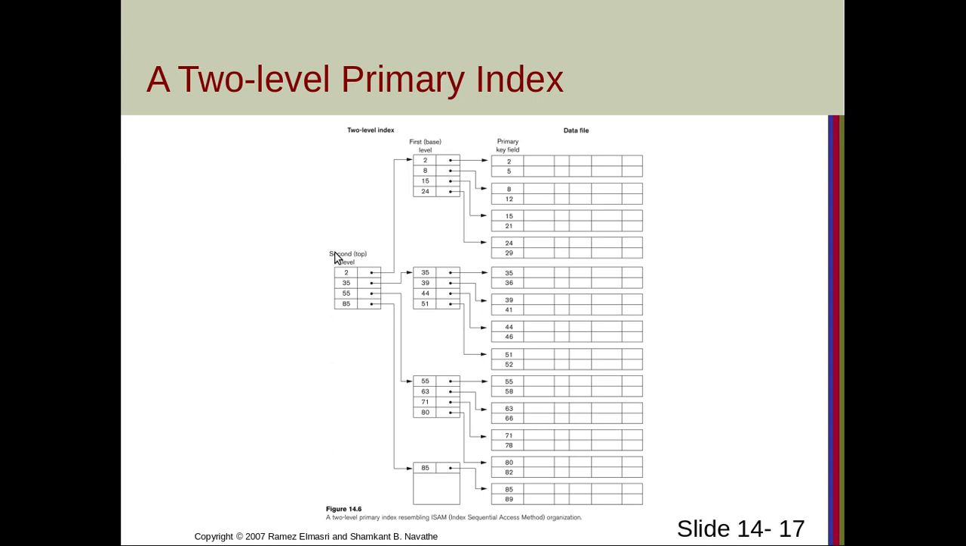Here in the leftmost, second level or top level index, you have 2 to 34, you have to go to the first block. Then 35 to 54, you have to go to the second block, and 55 to 84 you have to go to the third block, and if it is greater than or equal to 85, you have to go to the next block. This is an example of a 2-level primary index.